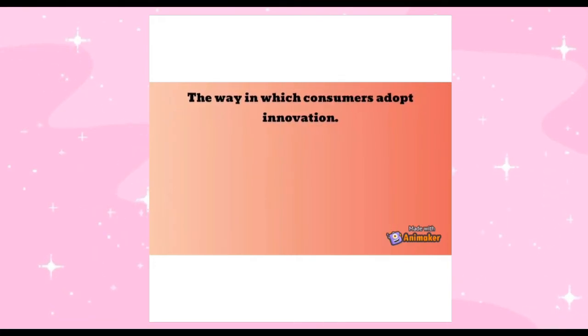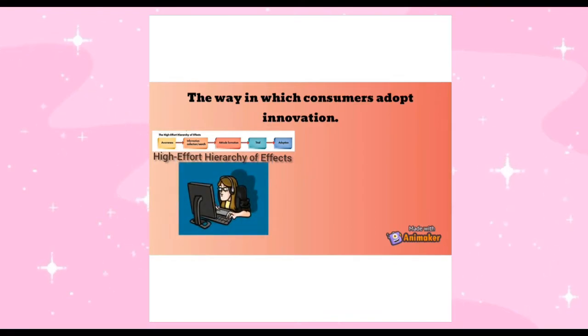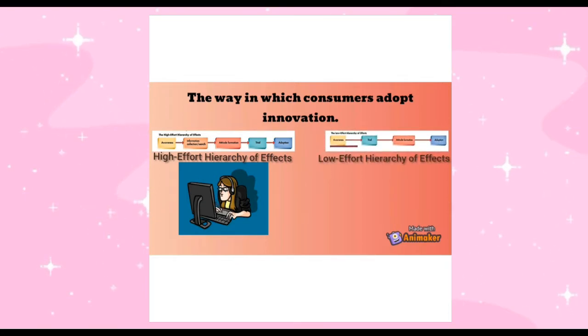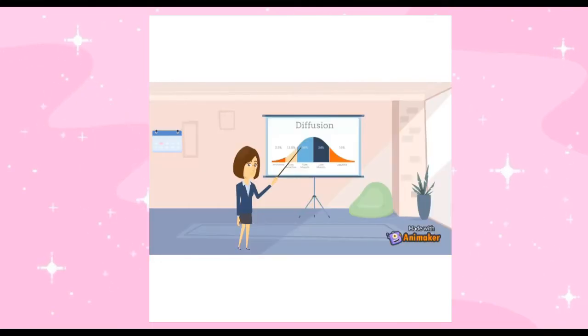The way in which consumers adapt an innovation: in the high effort hierarchy of effects, the consumer becomes aware of the innovation, thinks about it, gathers information about it, and forms an attitude based on this information. Meanwhile, in the low effort hierarchy of effects, consumers devote less decision-making effort to considering and researching the product before they try it, and then they form an attitude based on the trial.